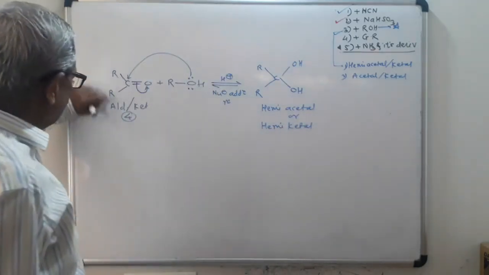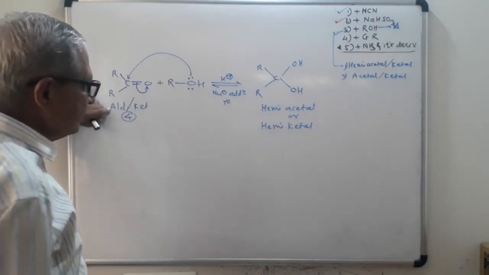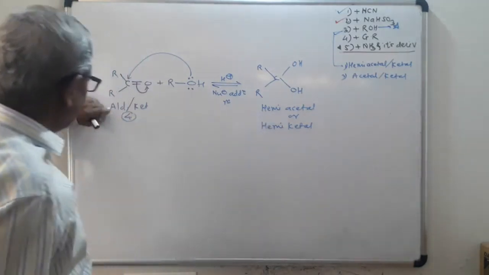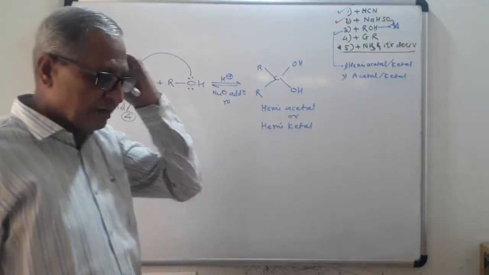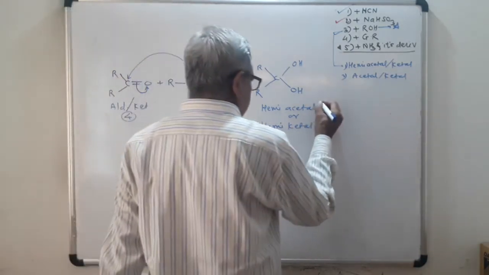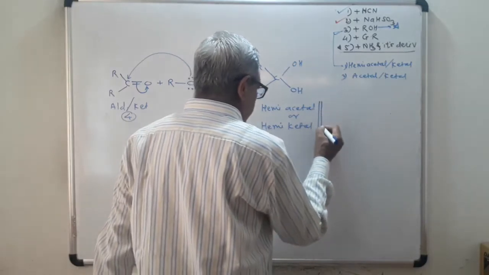When the initial compound is an aldehyde, you will get a hemiacetal. When the initial compound is a ketone, you will get a hemiketal. Now see the important question on this point.